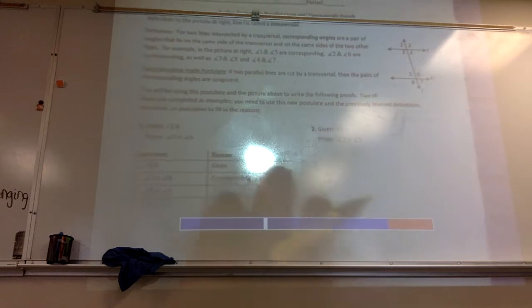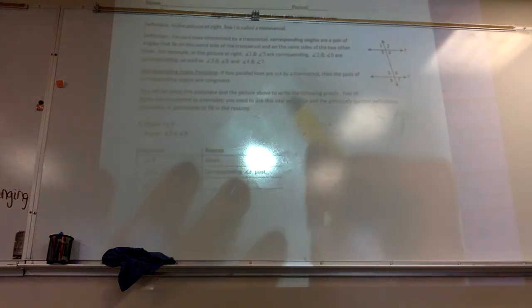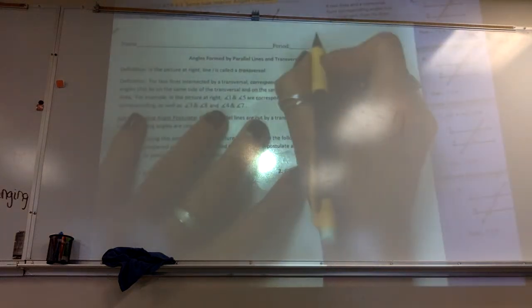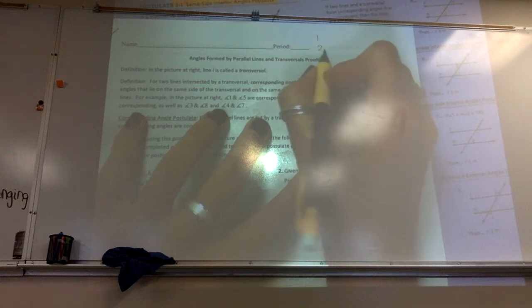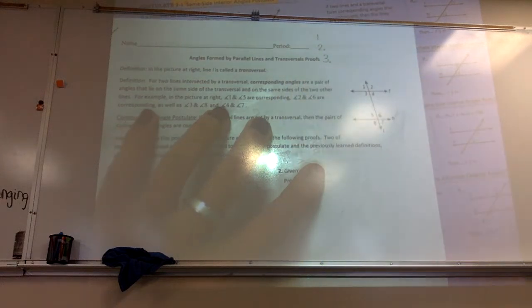What I want you guys to do right now is to put the 3 steps for writing a proof at the top of your page, please. Talk in groups, see if you guys can figure out what the 3 steps for that is.